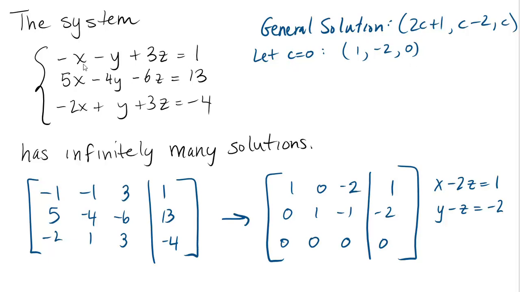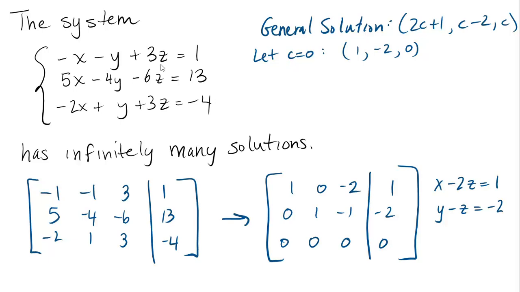So when we check it in the first one, we're plugging 1 in for x, negative 2 in for y, and we're plugging 0 in for z, so that term will essentially be gone. So we get the opposite of 1 minus negative 2. That's negative 1 plus 2, which is 1. In the second equation, we get 5 minus 4 times negative 2. That's 5 plus 8 minus 0, which gives us 13. And in the last equation, we get 2 times negative 1 is negative 2, plus negative 2 is negative 4, plus 0 is still negative 4. And so 1 comma negative 2 comma 0 is a solution to all three equations.